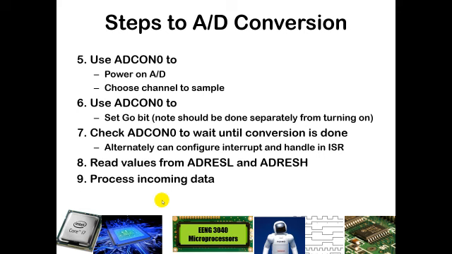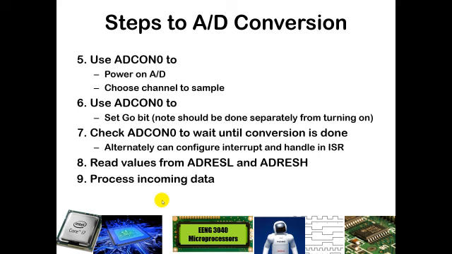We also want to use ADCON0 first of all to power on the analog to digital conversion module and to choose the particular channel that we wish to sample. But we don't want in the same instruction to also set the GO bit. We will put in the powering on of the A to D and the channel with the GO bit cleared, and then once all of our other settings are in there, we can set the GO bit to say go and perform this analog to digital conversion.